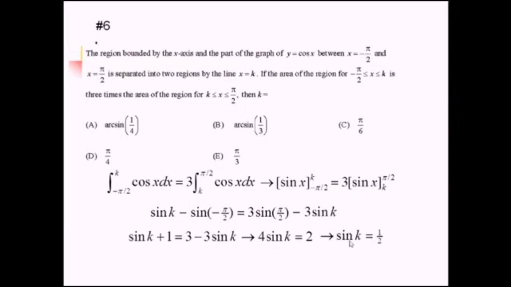So what sine of what angle would give me 1/2? Well, that would be 30 degrees, or pi over 6. So k is going to be pi over 6. And again, there's other places where that happens, but we're only interested in this interval from negative pi over 2 to pi over 2. And we have an answer choice that matches that. That would be choice C. So we're going to go with that.